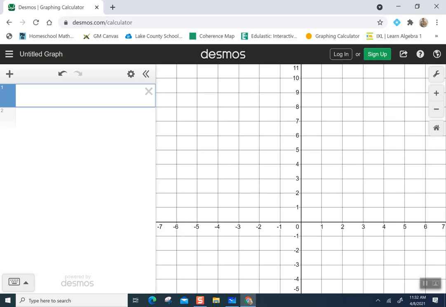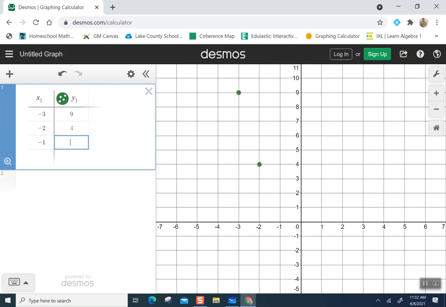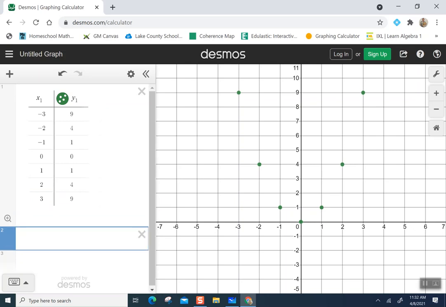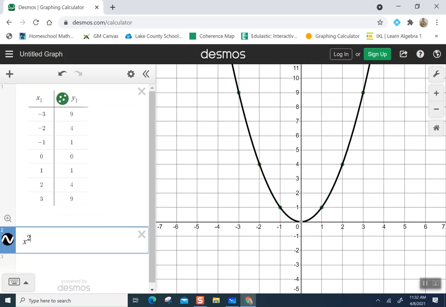First things first, I want to do the table. So I'm going to get me a table of values, and I'm going to do the parent graph. Parent graph is going to start at -3, go to 9, -2, go to 4, -1, go to 1, 0, go to 0, 1, go to 1, 2, go to 4, 3 goes to 9. Now we're going to go ahead and do the parent graph, which is x squared.